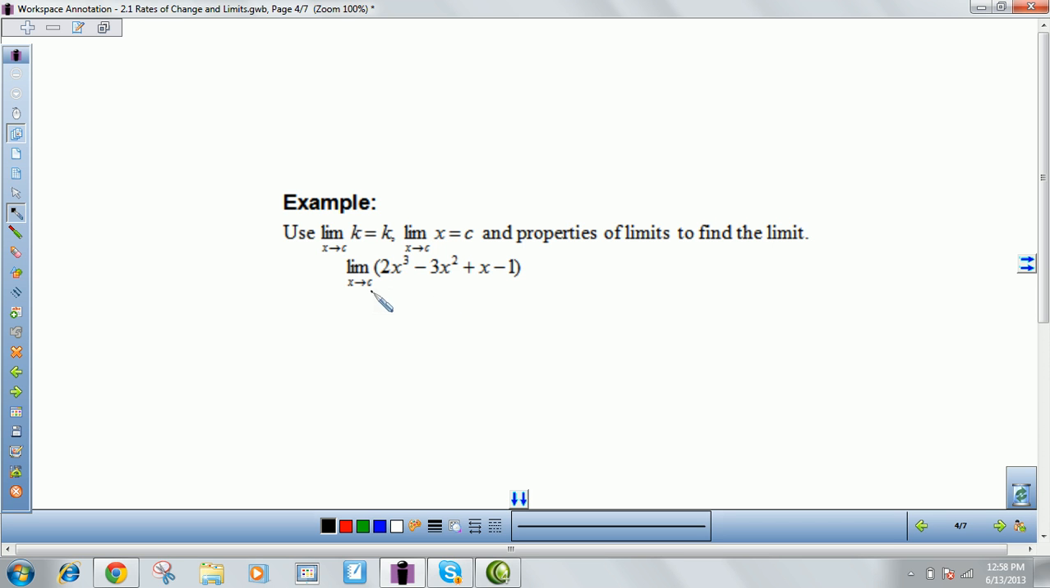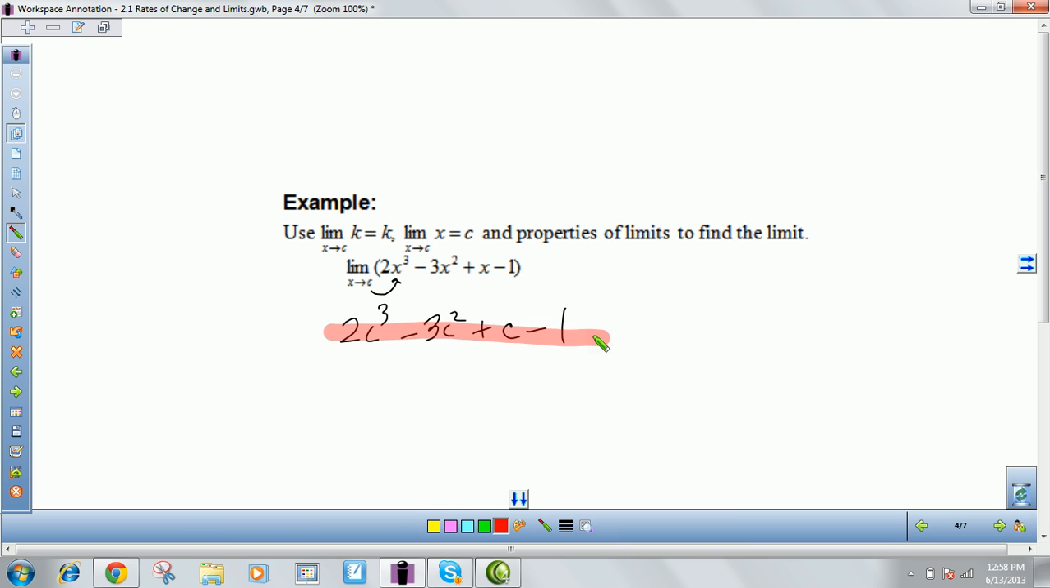So remember, we're just using substitution. So we substitute c in for x. So you'd have 2c cubed minus 3c squared plus c, and then again, when you substitute in for a constant, the constant just stays the same. And then that would be your final answer. That's all that you can do unless you know what c is, but we don't in this case. So that's a basic idea behind limits.